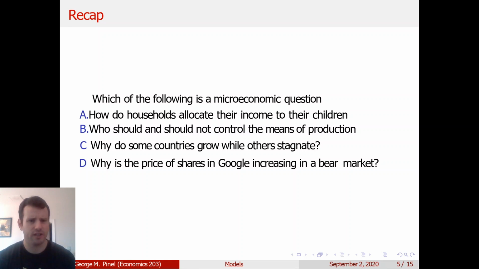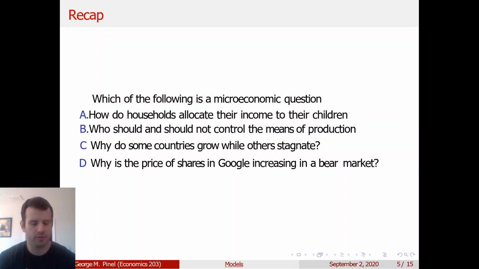I wouldn't say it's a micro question. It might even be a macro question if you want to look at it with more of a positive bent. If you want to say, what are the outcomes if we redistribute the means of production to the general populace versus the current status or something like that. But as it stands, it's a normative question, so it's not really even macro in that sense either.